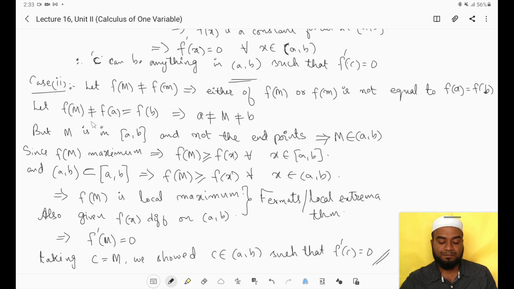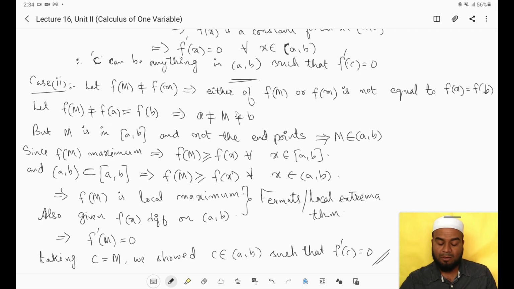Then what will happen? Because f of m is the value of function f which is obtained at the point m. If I take m equal to a or b, then these values will be equal actually. So when the value of the function is not equal, that is f of a is not equal to f of b, then m cannot be a or m cannot be b. That is what I am writing.